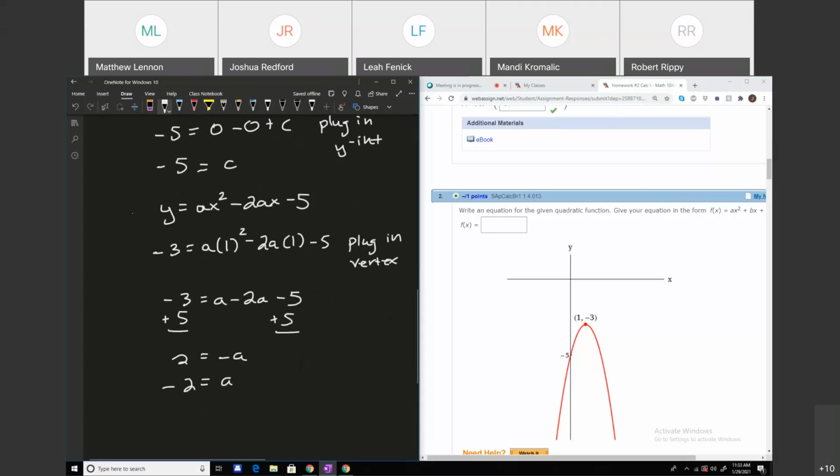So if you take this equation now and replace the a's, we get y is minus 2x squared. And then -2 times -2 is going to be plus 4x minus 5.